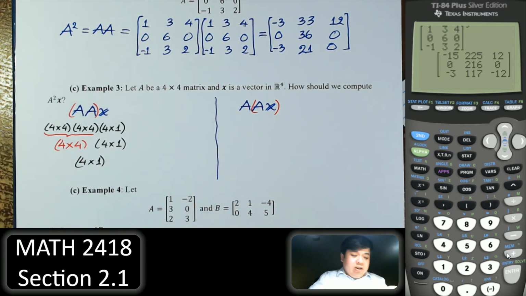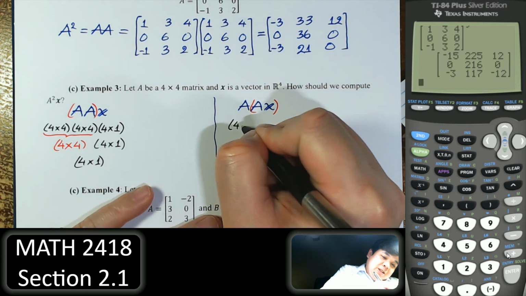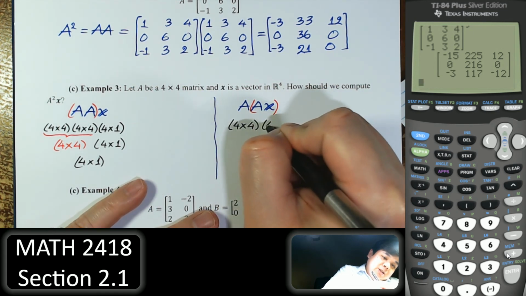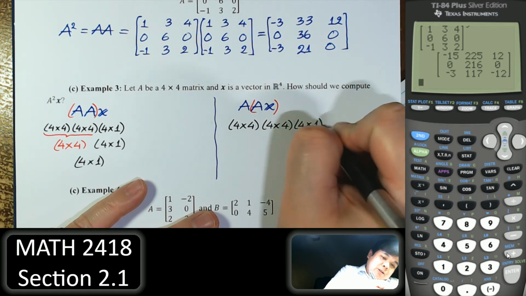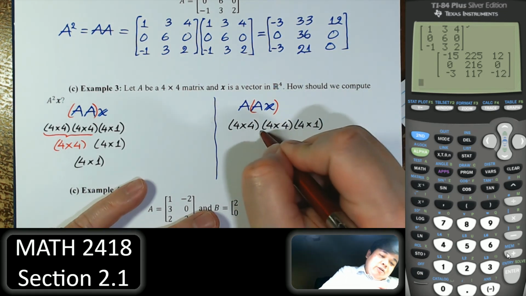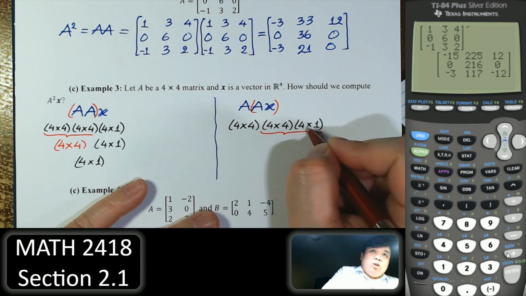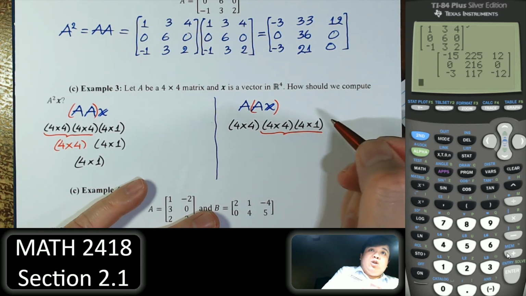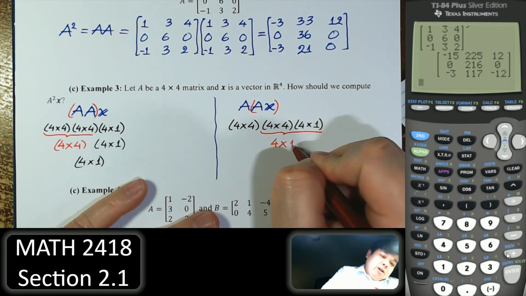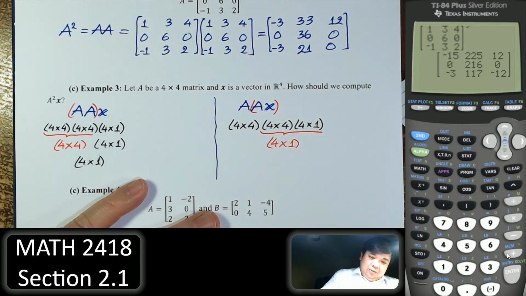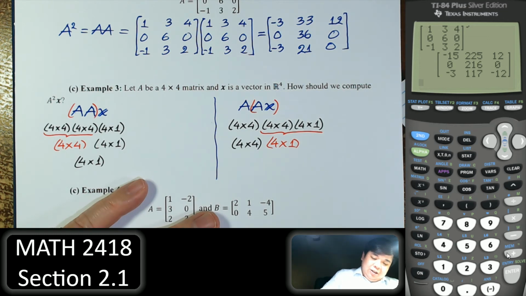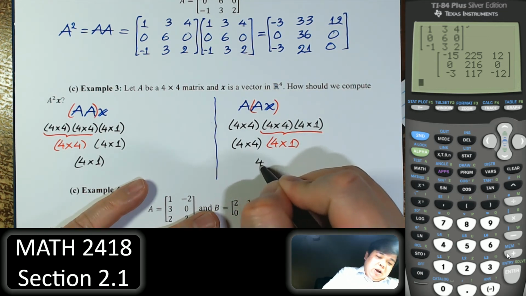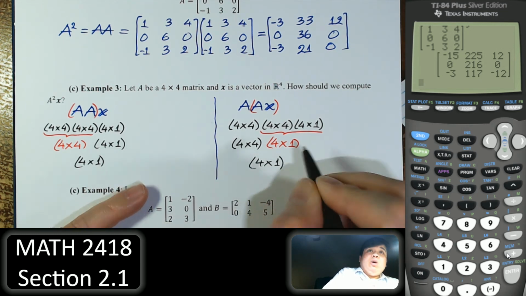Now, if we do this first, 4 by 4 times 4 by 1, the middle numbers 4 and 4 do match, so this gives us 4 by 1, times 4 by 4, and that gives us 4 by 1. Of course, they should be the same thing. The question is which one is better.